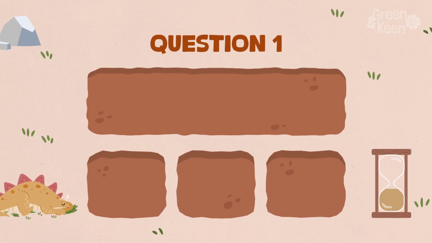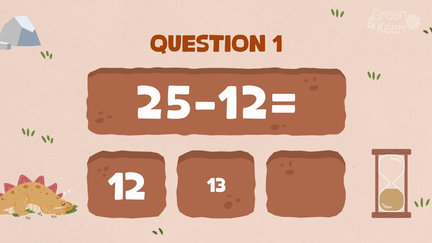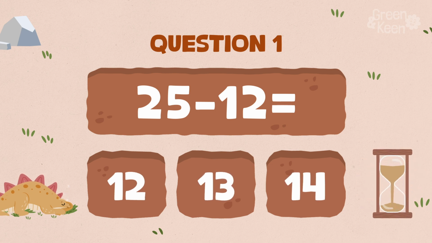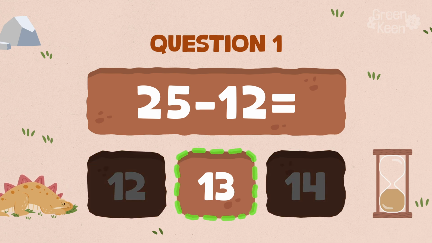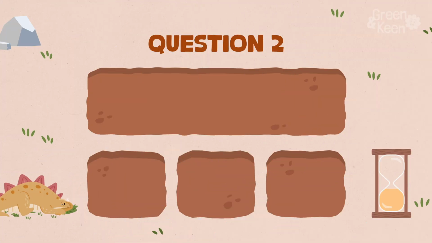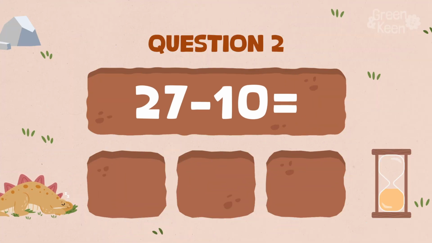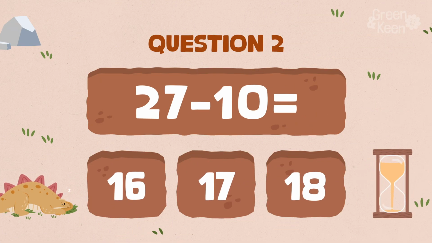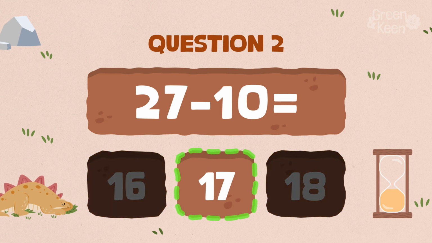Question number 1. 25 minus 12 equals... The answer is 13. Question number 2. 27 minus 10 equals... The answer is 17.